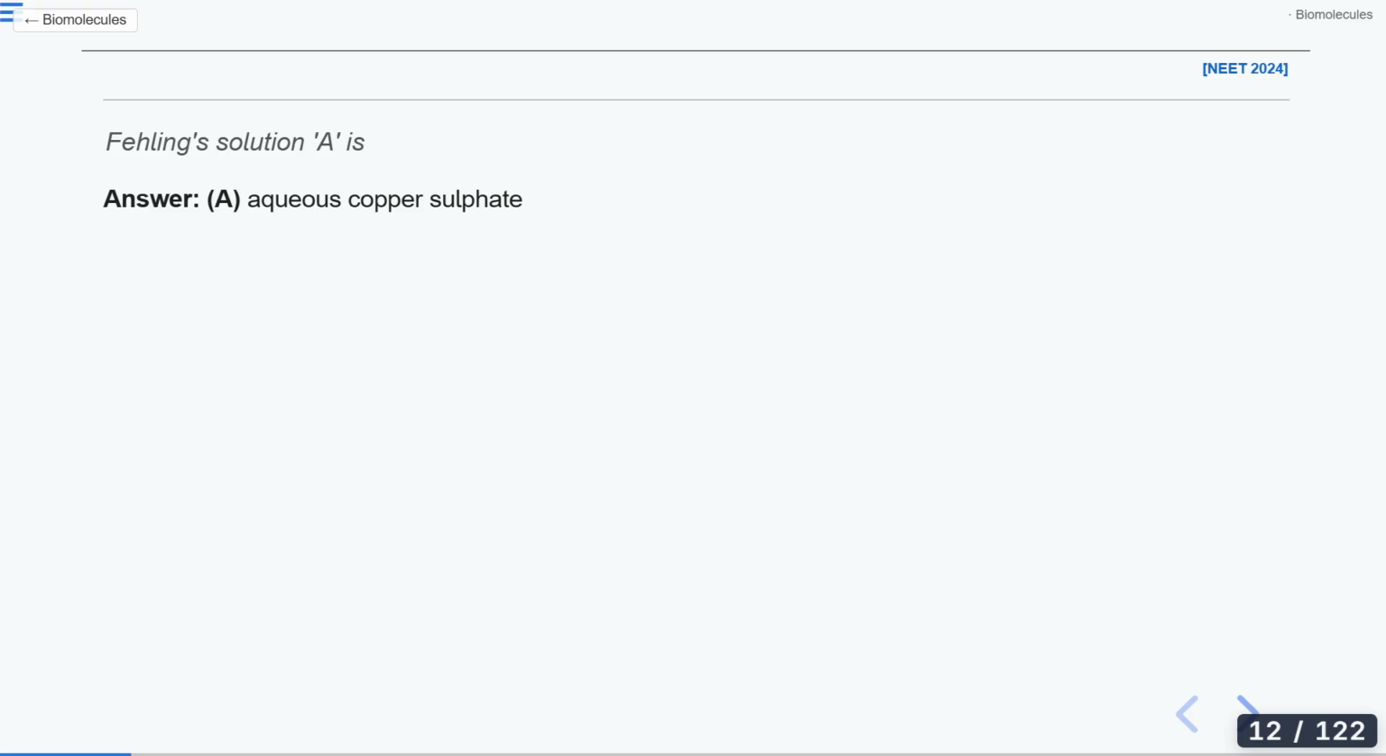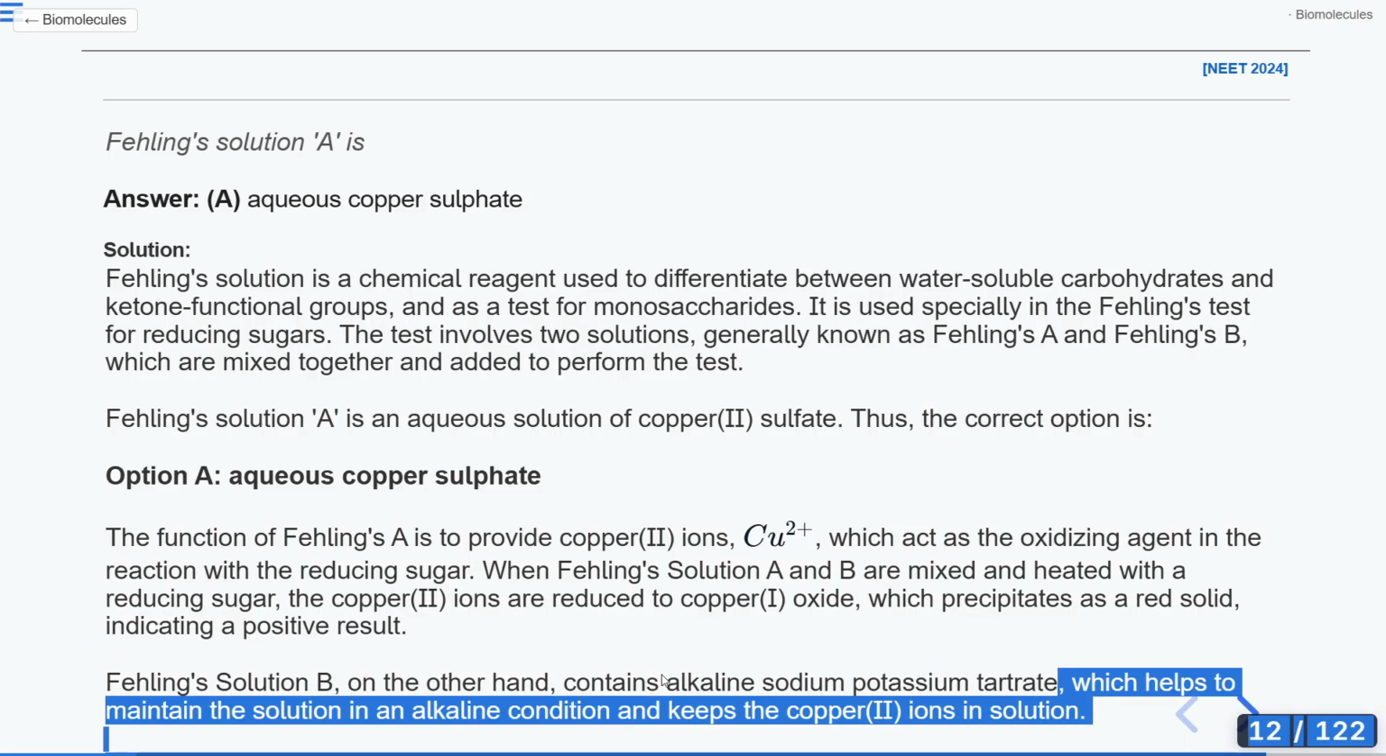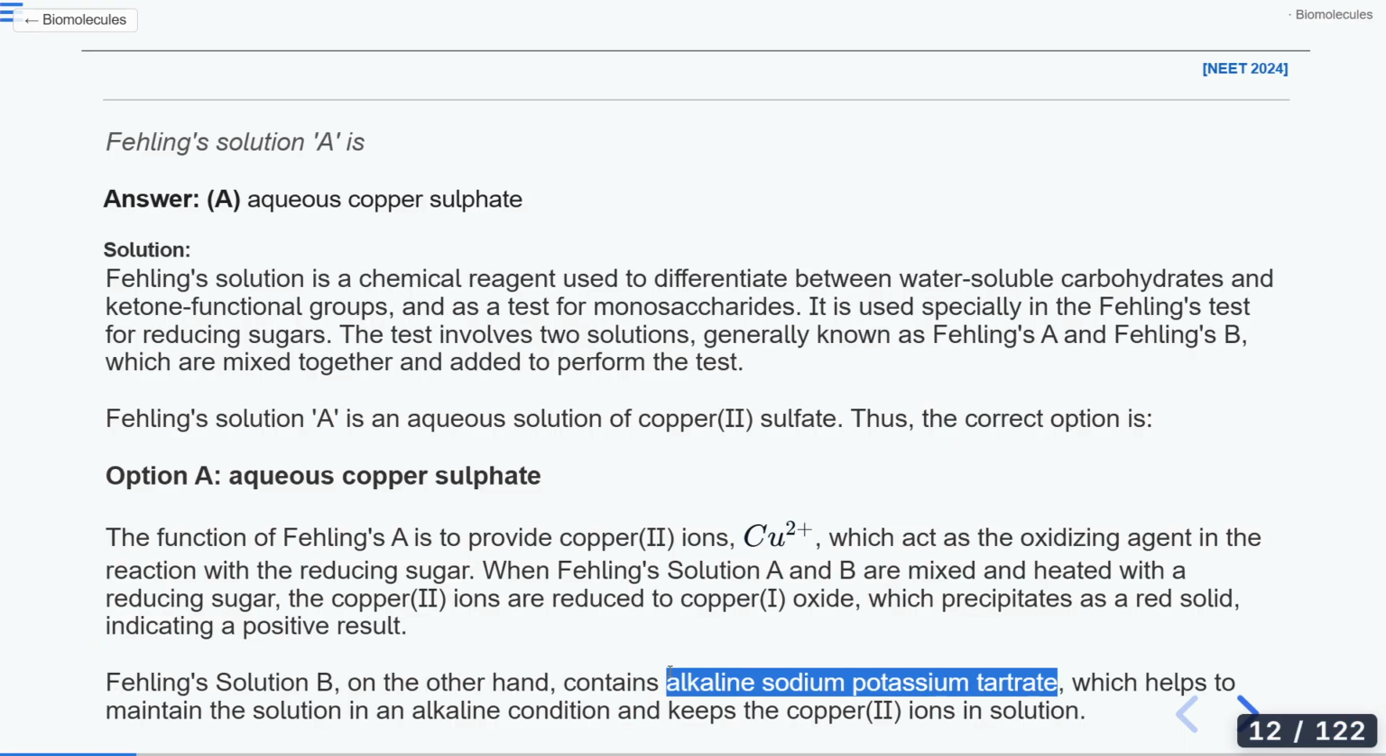Which is sodium potassium tartrate. So here is a note for you. A is your copper 2 plus ion, which is coming from the aqueous copper sulfate, and your B is the alkaline sodium potassium tartrate, and these two are used together to form the Fehling's solution. Remember, this is very important, and it can only give the positive test with the aliphatic aldehyde, where it forms the red brown ppt. Moving on to the next question.